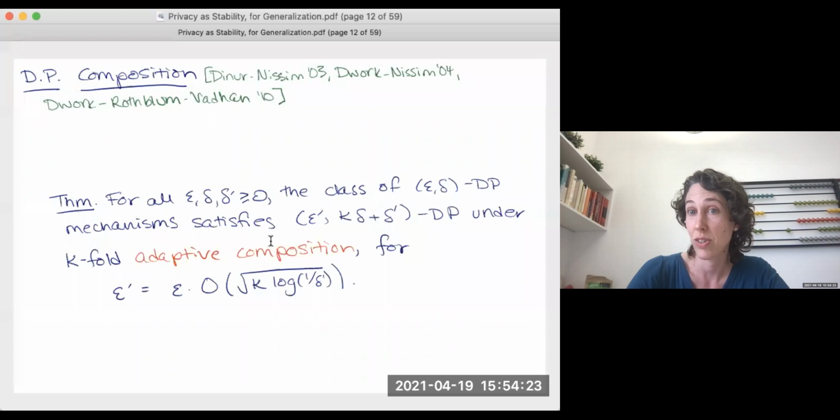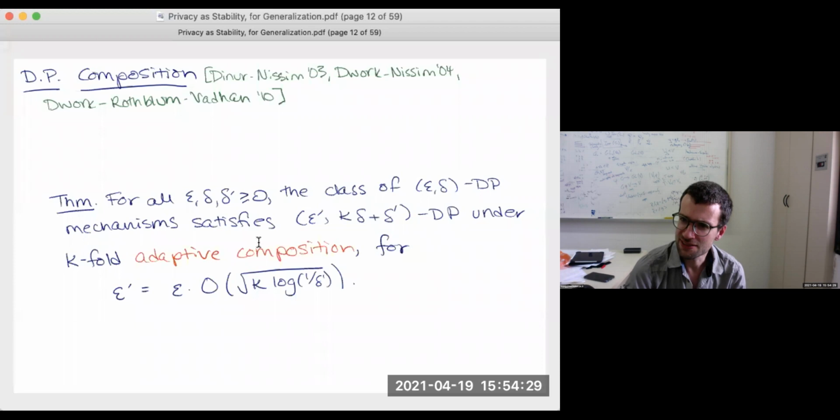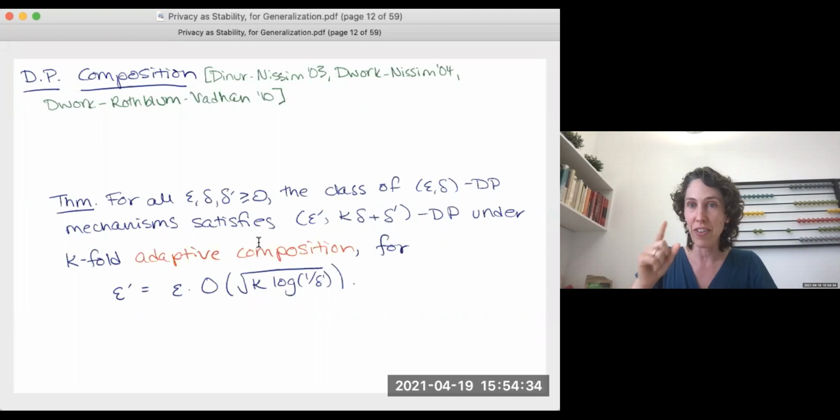So you said that the trade-off of privacy is what you call accuracy, right? And I think there was no rigorous definition of this, right? Yeah, a definition of accuracy is coming, I promise.